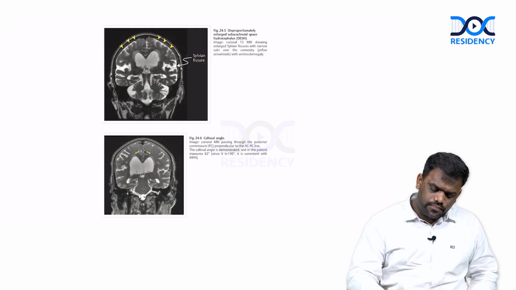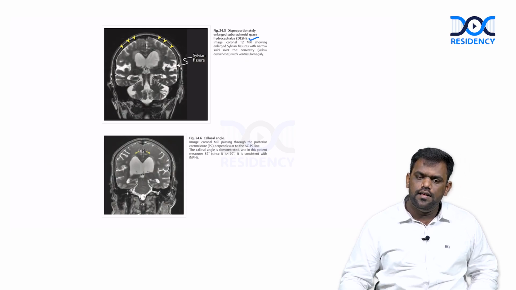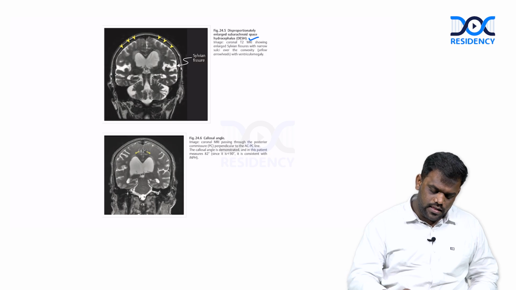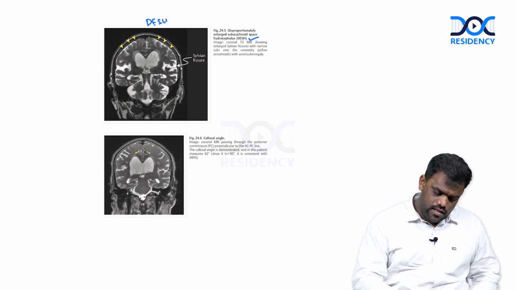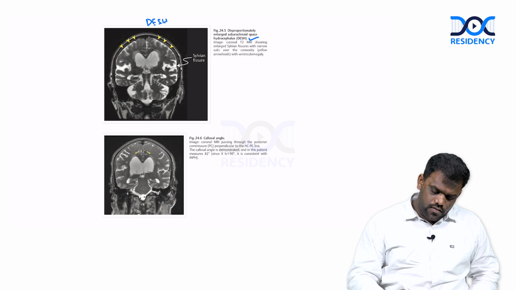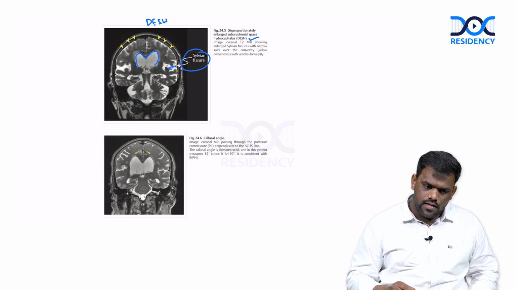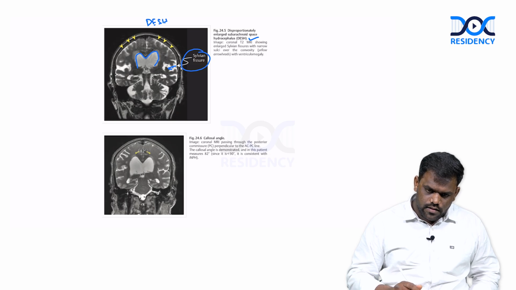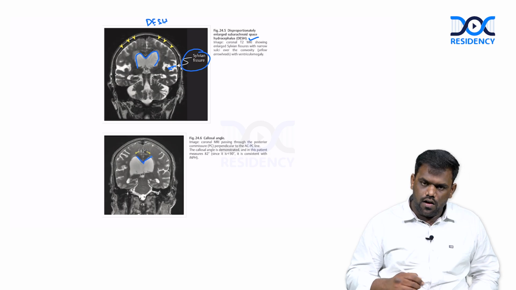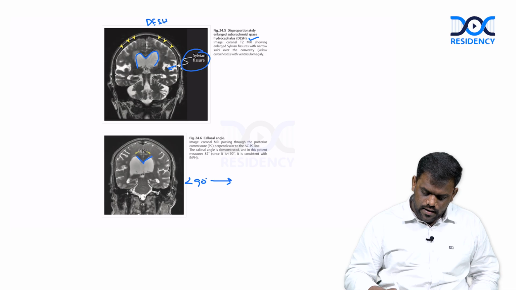So this is disproportionately enlarged subarachnoid space hydrocephalus, that is called DESH. So you see the ventricles are enlarged, but the Sylvian fissure shows narrow sulci. Normally, the callosal angle, the angle between the corpus callosum, should be more than 90 degrees. If it is less than 90 degrees, it is consistent with normal pressure hydrocephalus.